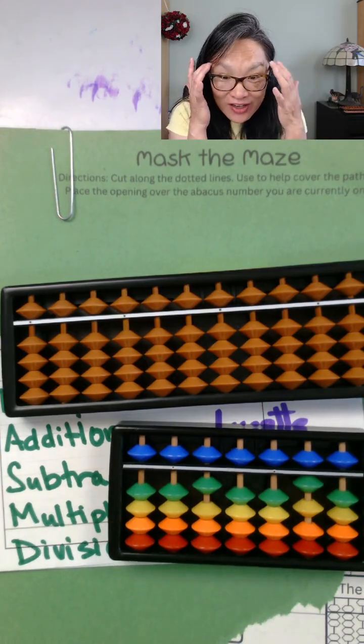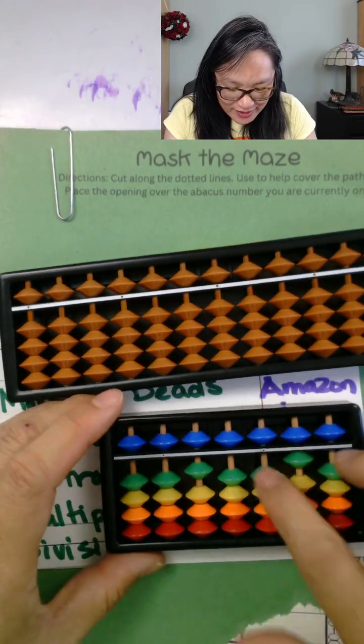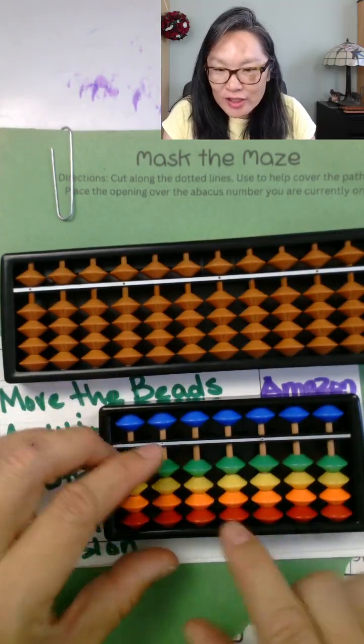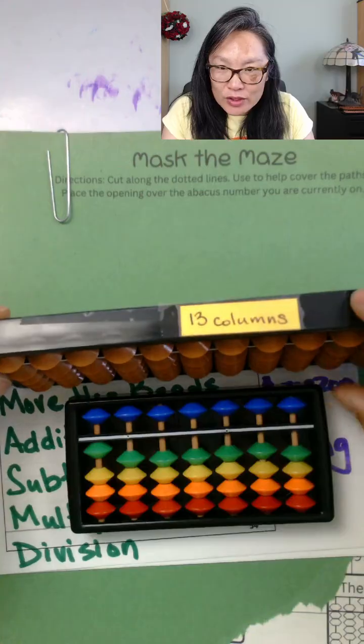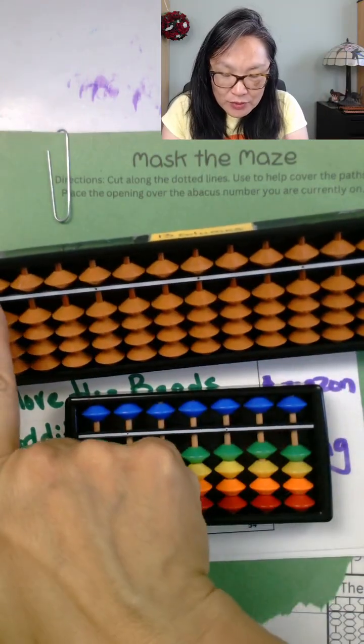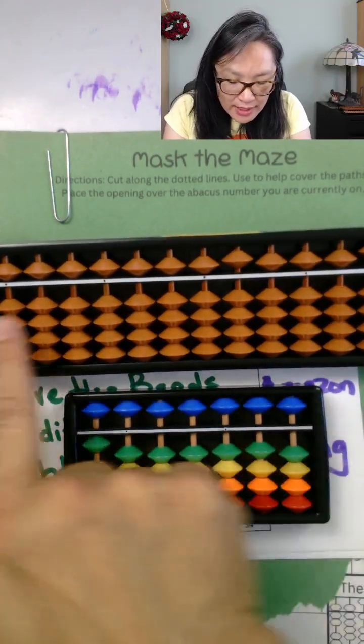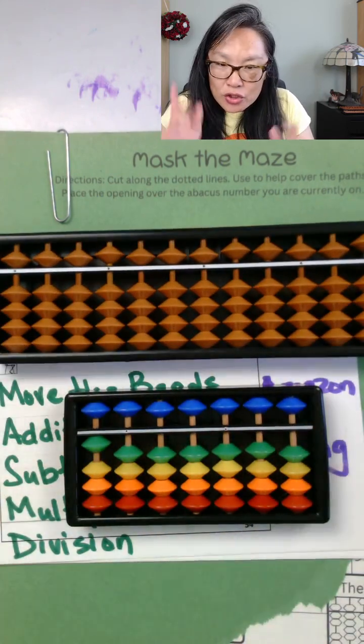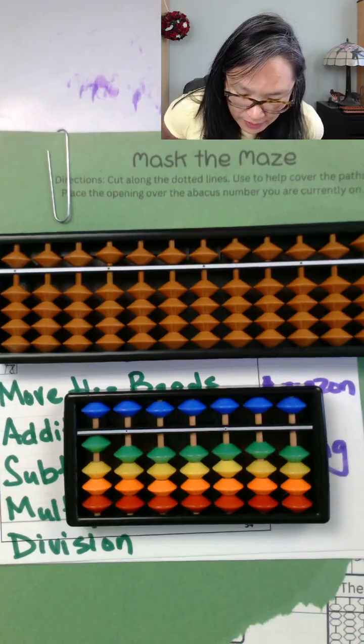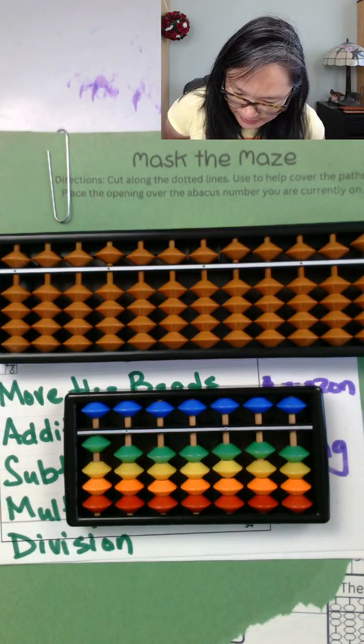I like the colors. This one I usually use for the younger kids, and this is the one I would use for older people, because when we start doing multiplication and division, it's best to have 13 columns. Let me know if you have any comments or questions about the abacus.